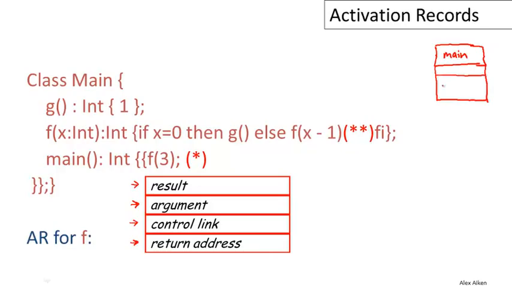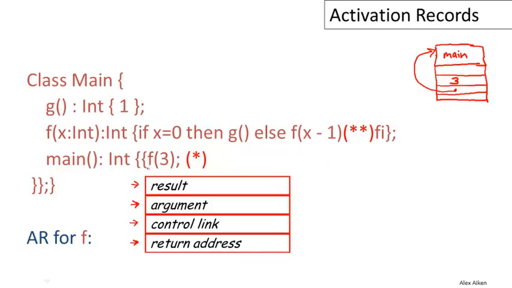We'll have four slots in it, or four fields for values. And what will go in those? Well, the first slot is for the result. F is just beginning execution, so there's nothing to put there at the moment. That gets filled in when F returns. The second position will hold the argument to F, so that'll be the number 3. The third slot will hold the control link, so that's going to point back to the activation for main. And the fourth position will hold the return address. And this is actually not completely trivial because F is called in multiple places.